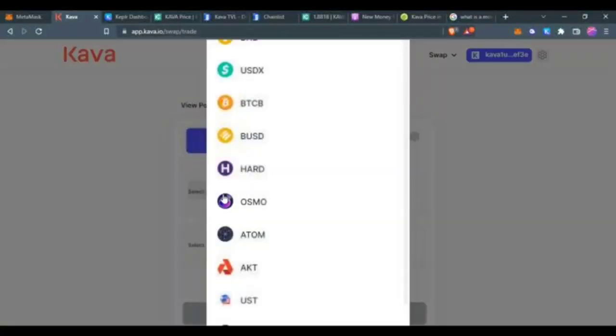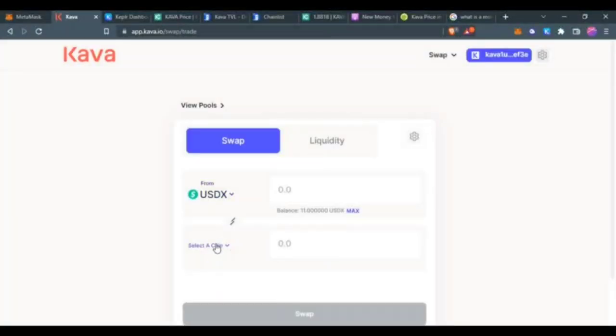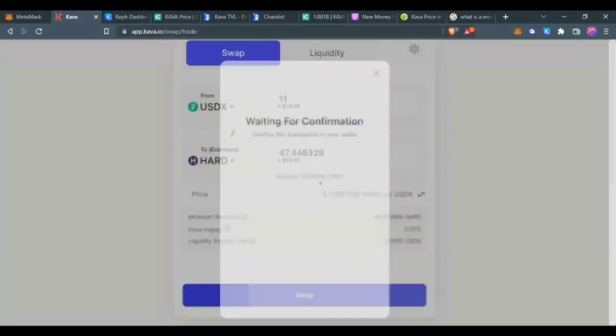So we'll go back to the swap. Of course, we want USDX, and then down below we want the Hard token. Let's max that out.